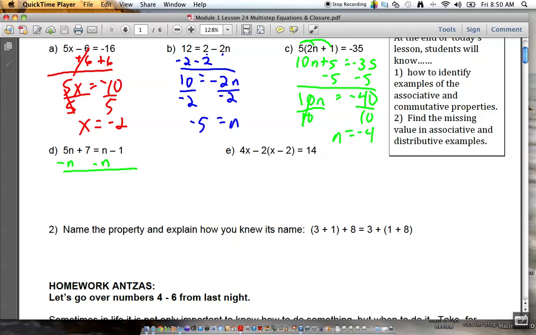Oh, yeah. 4n plus 7 equals what? Negative 1. Yeah, what's the trap there? Kids forget about that negative sign. They do it all the time. You got to be in the habit of peeking.